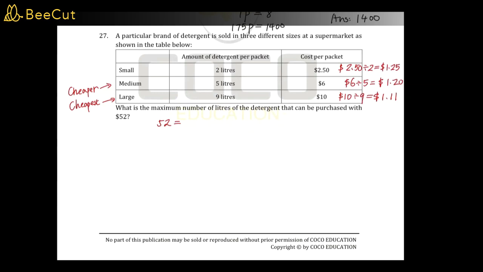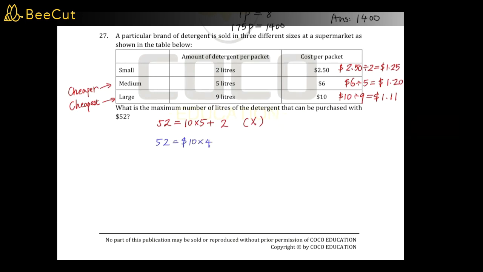That's at most 5. Right, so if you do 10 times 5, then you need to add another $2, which is not enough to buy anything else, right? So this one is wrong. The $2 cannot buy anything. Then let's try 52 equals to $10 times 4.